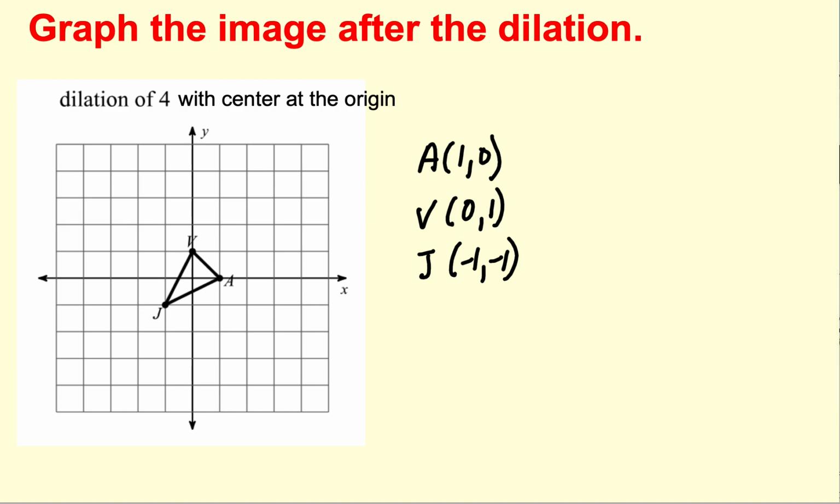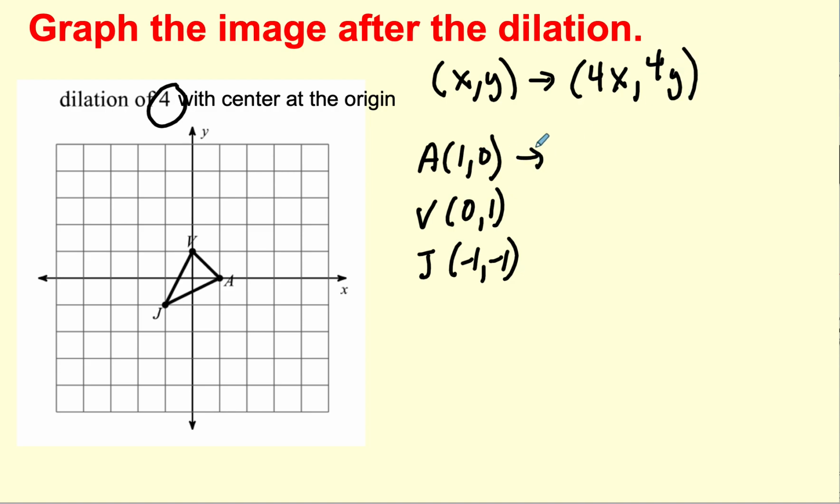Let's go ahead and do a problem. Here is a triangle, and I would like to do a dilation of 4 with center at origin. So the rule is going to look like this. x, y maps to, and the number 4 is what we're multiplying by, so it's going to get very large. 4x, 4y.